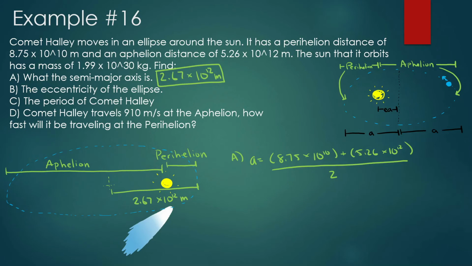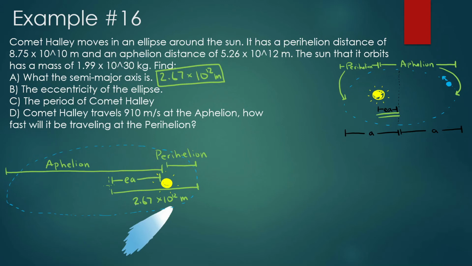Now, part B is asking for what is the eccentricity of the ellipse. So we want to know how elliptical is this. Is this kind of like a circle or is this more of a line? We want to know how this is. And what I want to do is I want you guys to look at this picture over here. We know that this length from here to here is equal to EA. So what that's showing us is from here to here is EA.